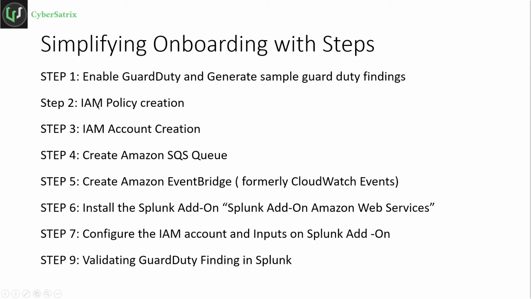And then the next step is creation of the IAM policy, where we have provided the permissions. I'll provide the permissions that need to be applied in the description below. And then step 3, you need to perform IAM account creation and attach the policy which you created in the above step to this account. And then create an Amazon SQS queue and then create an Amazon EventBridge to transport the data from GuardDuty to your SQS queue. And then install the Splunk add-on and configure the IAM account and the inputs on the Splunk add-on, and then finally validate the GuardDuty finding in Splunk.